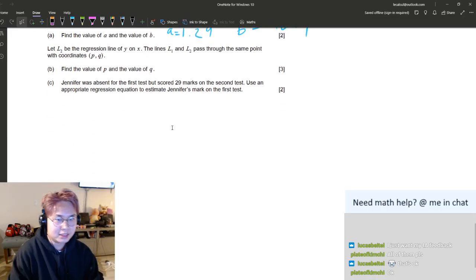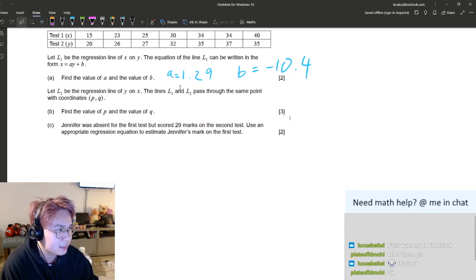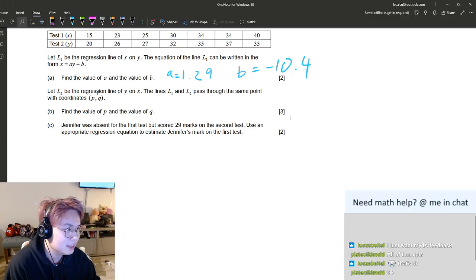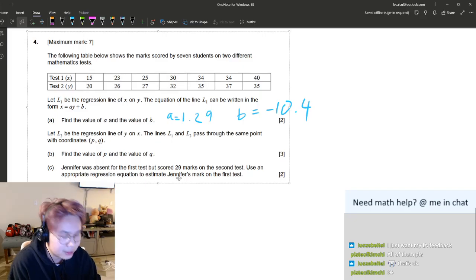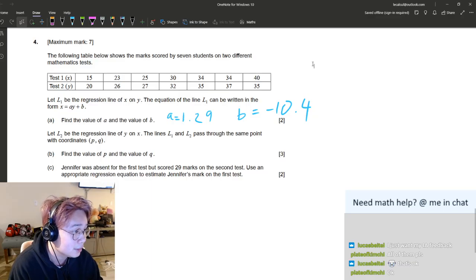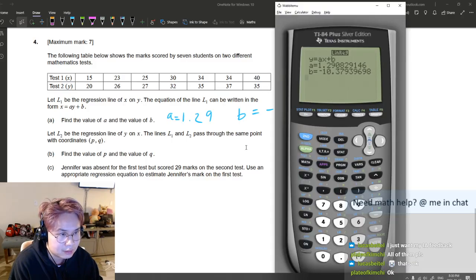And then, back to this one, the 2 regression lines will intersect through the same spot with coordinates P and Q. The thing you need to realize is the shortcut: both lines go through the mean of these values. One of the qualities of a linear regression is it goes through the mean of the two values. And so what we can do is calculate them.